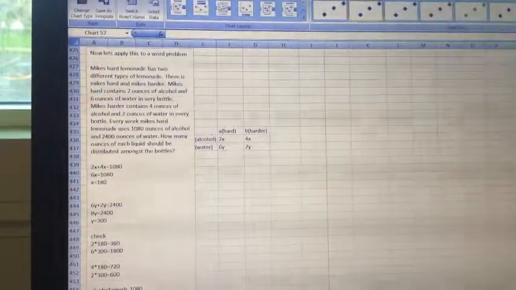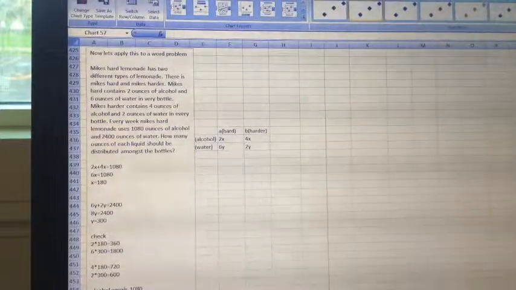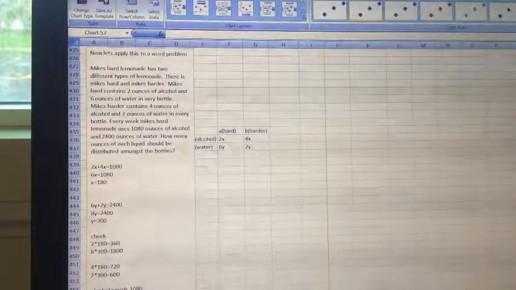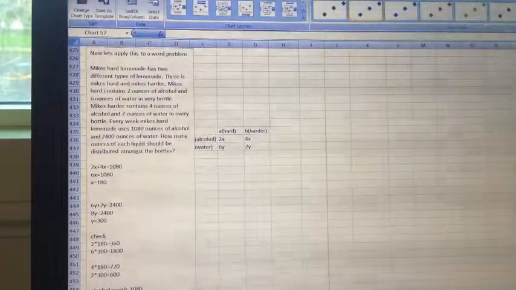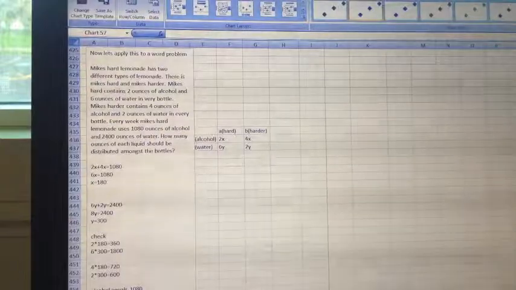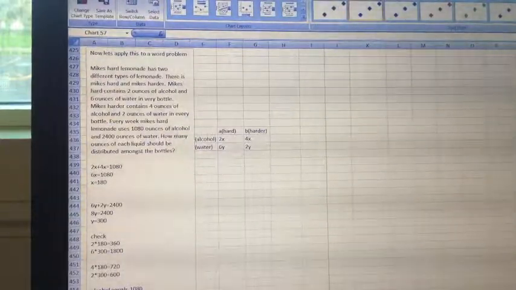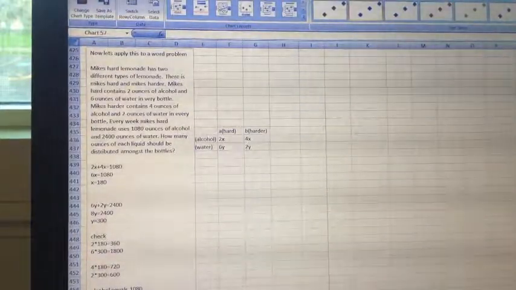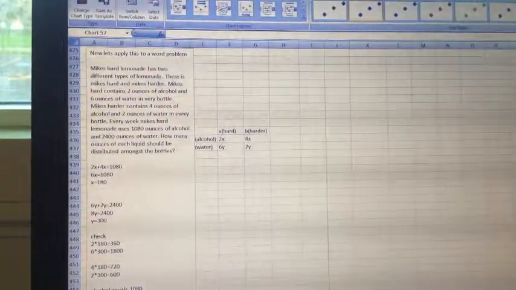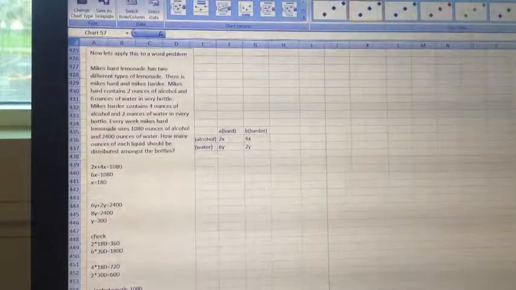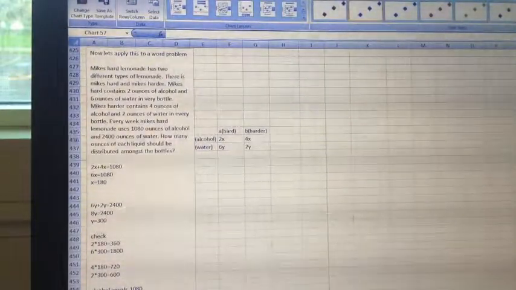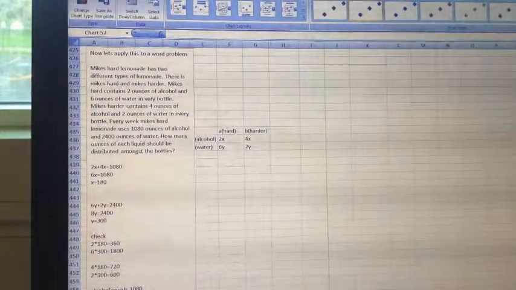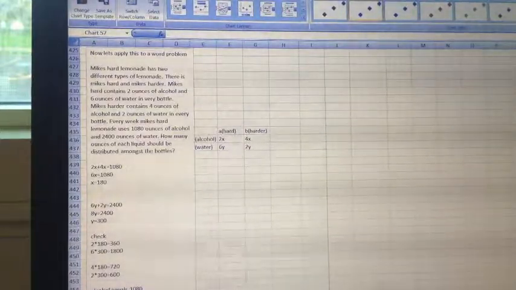Mike's Hard Lemonade has two different types of lemonade: Mike's Hard and Mike's Harder. Mike's Hard Lemonade contains 2 ounces of alcohol and 6 ounces of water in every bottle. Mike's Harder Lemonade contains 4 ounces of alcohol and 2 ounces of water in every bottle. Every week, Mike's Hard Lemonade uses 1,080 ounces of alcohol and 2,400 ounces of water. How many ounces of each liquid should be distributed amongst the bottles?